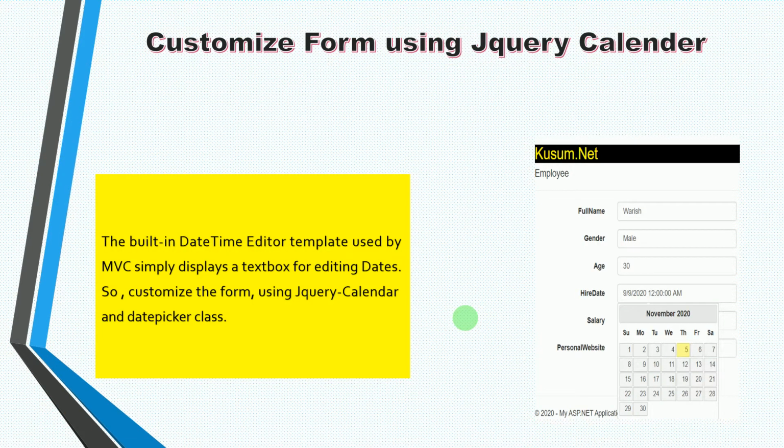So today let's customize the form using the jQuery calendar. The final output of this video session will be like this. When you click on this hire date text box, you will get this jQuery calendar. The built-in datetime editor template used by MVC simply displays a text box for editing dates. Up to now we have used the model editor template to display the calendar, but today we will use the form and text box to display the jQuery calendar using the datepicker class.